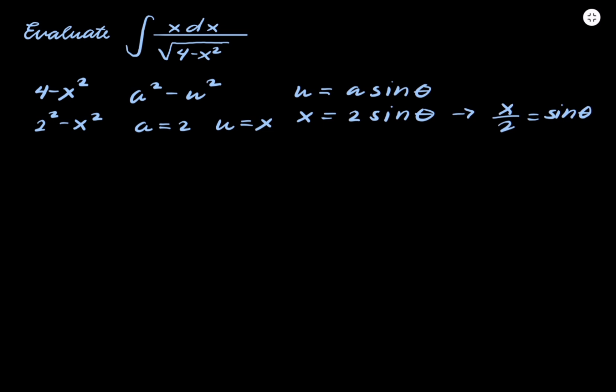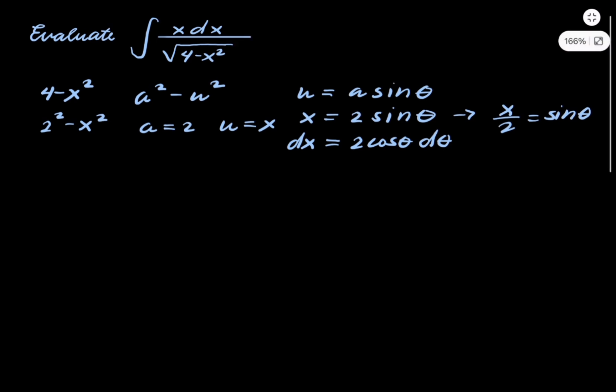The derivative of x is 1, right? So, with respect to x, 1 times dx, so dx. And we know that the derivative of sine theta is cosine theta. So, we have 2 cosine theta, and we multiply it by d theta since we are differentiating with respect to theta. Now, from this, we have sine theta equals x over 2, right? So we need this trigonometric equation to draw a right triangle. Okay? So this is how the trigonometric substitution works.